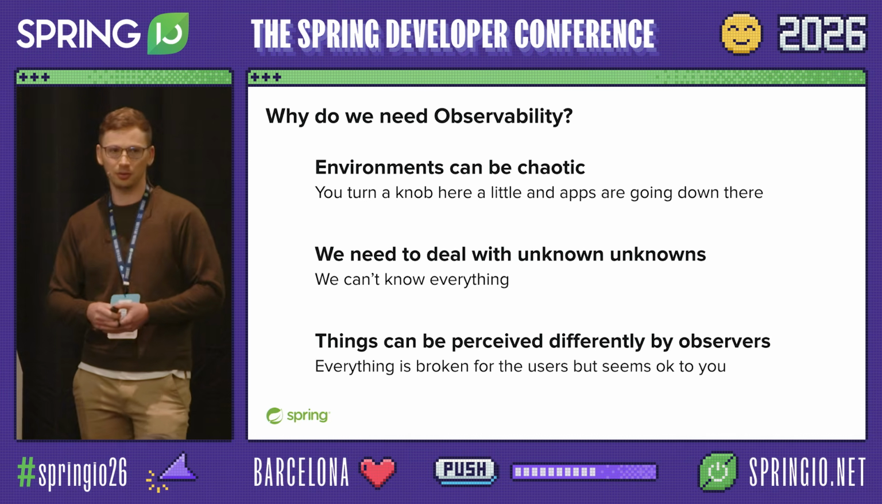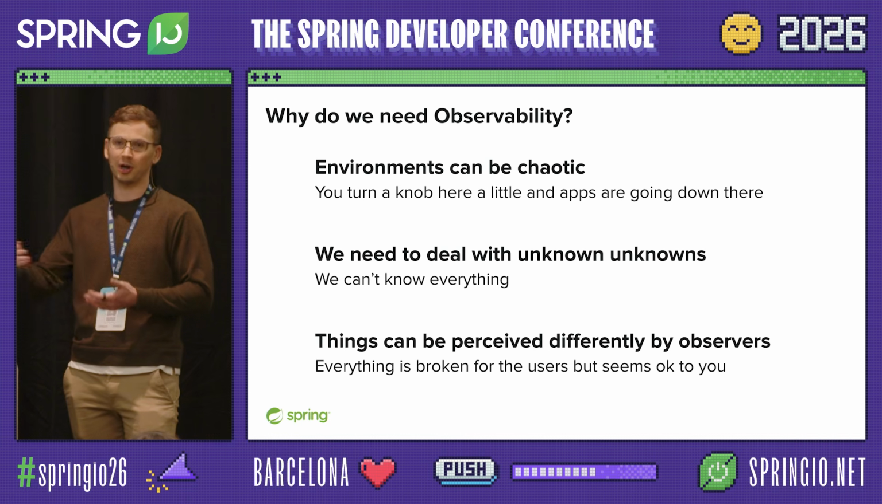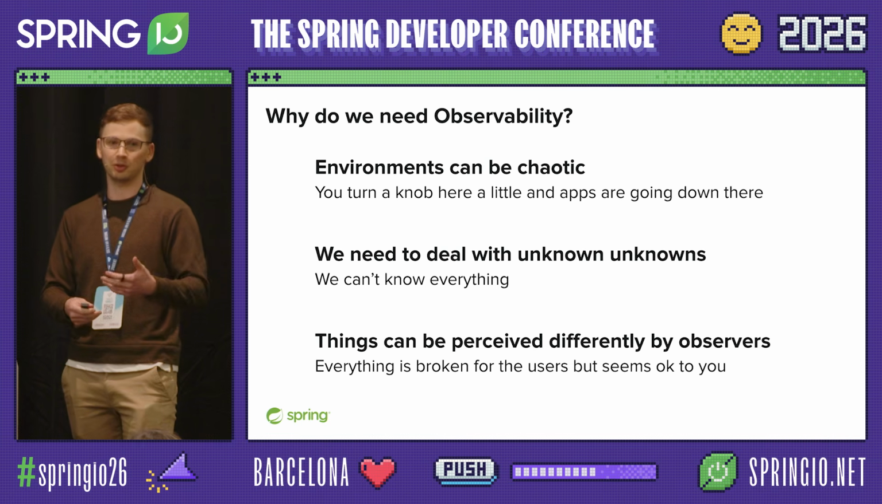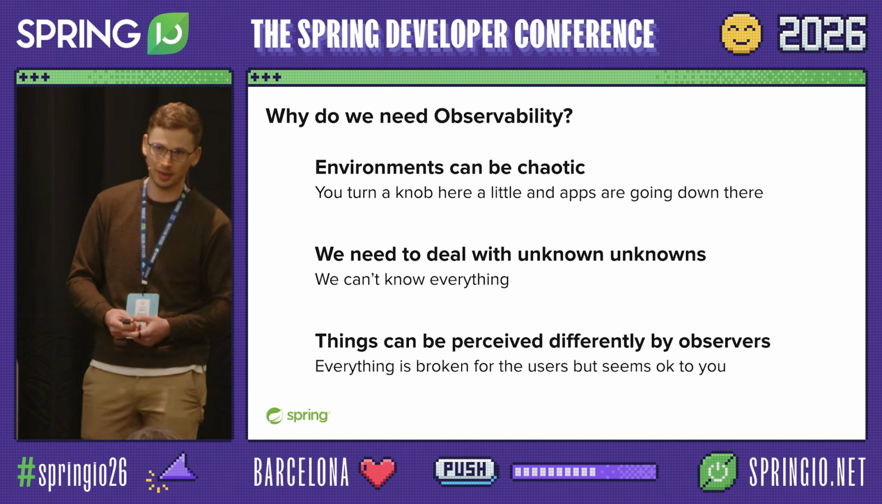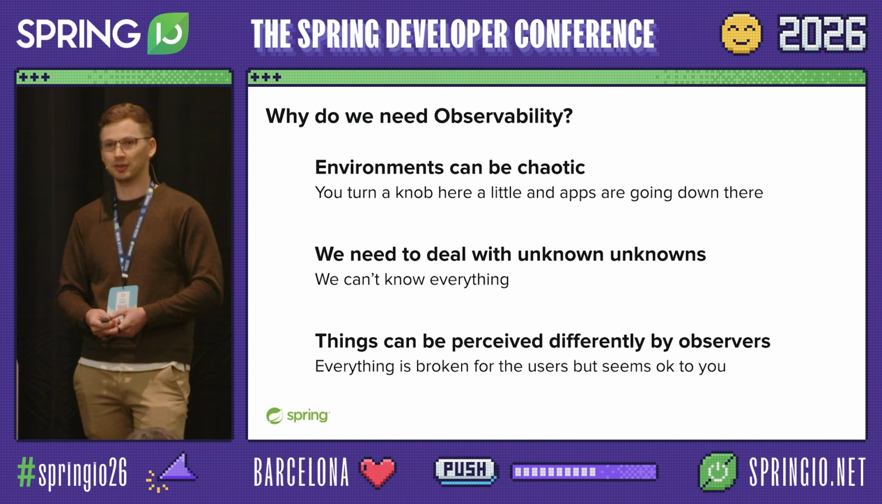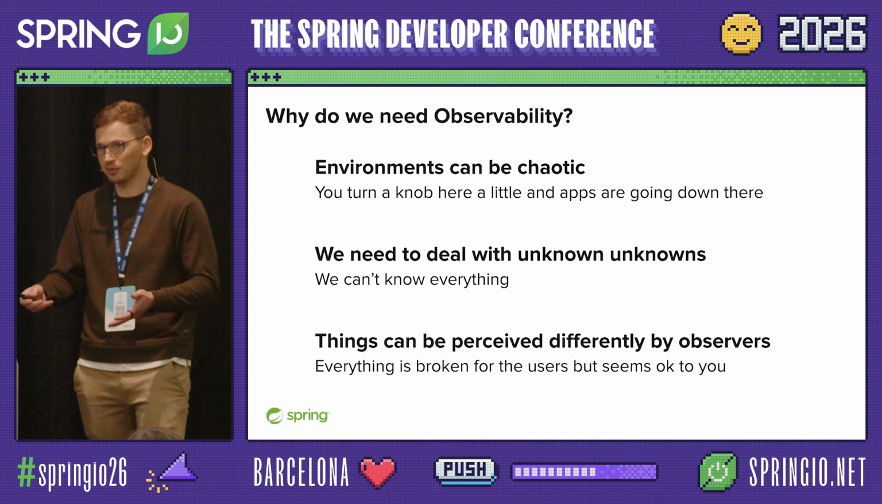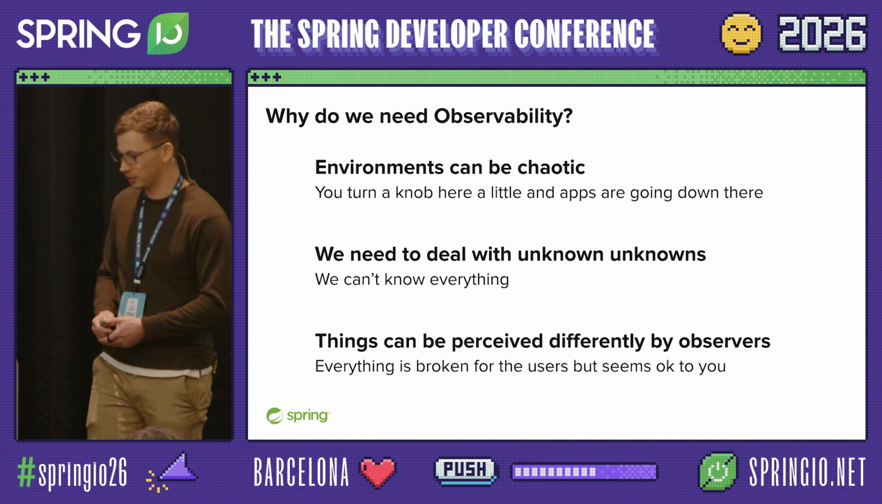You have to deal with unknown unknowns. So if you knew what problems to expect up front, you could build that in. You could have a log message for when a certain exception happens. But in production, things happen that you didn't expect. And then that's when you need observability to figure out what's going on.